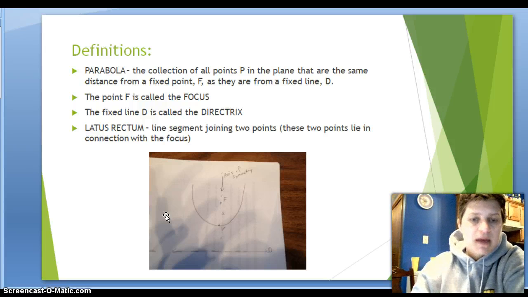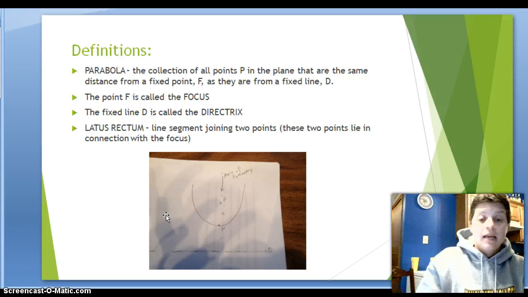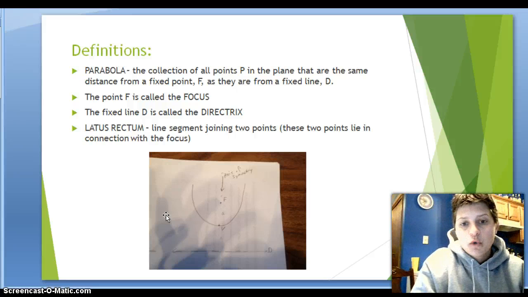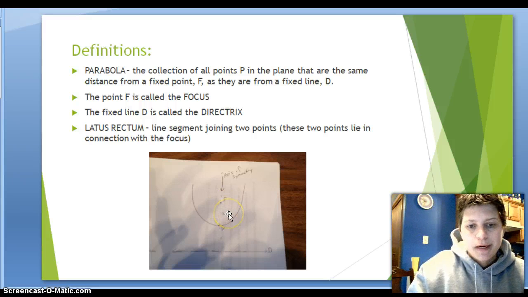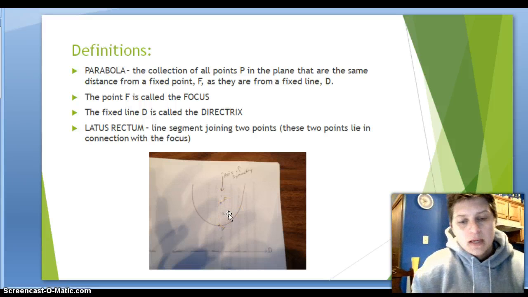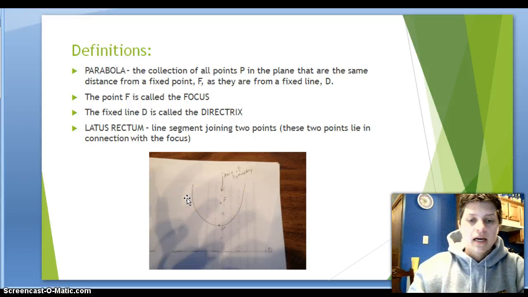Now, something that my math lab asks a lot about is a latus rectum, which I think is an interesting name. But that is simply the line segment joining 2 points on the parabola, in connection with the focus. What that means: in this picture, the parabola opens up. So the focus might have an ordered pair of, I don't know, (2, 4). So the y value is 4. Because it opens up, the 2 points that lie on the parabola will have the same y value as the focus. We'll do a couple of examples with this.